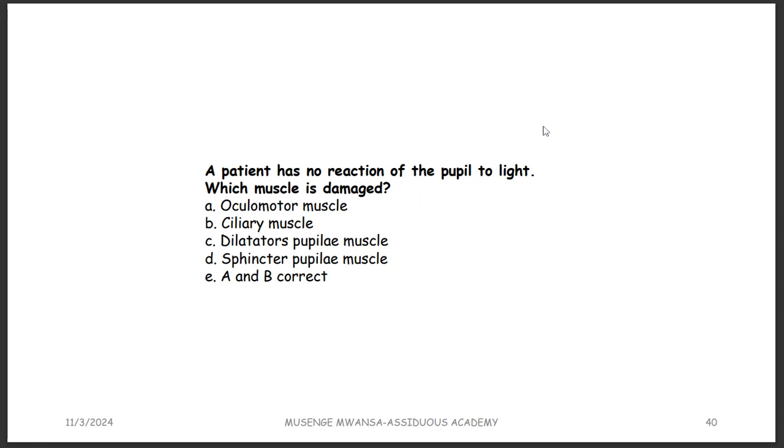Okay, someone kindly explain. When you're reacting to light, a patient has no reaction of the pupil to light. Light causes the dilatation of the pupil. So how is the sphincter pupillae damaged if there is no dilatation or if there is no reaction to light? Okay, thank you. That is the point. It is constriction and not dilatation. Thank you so much.